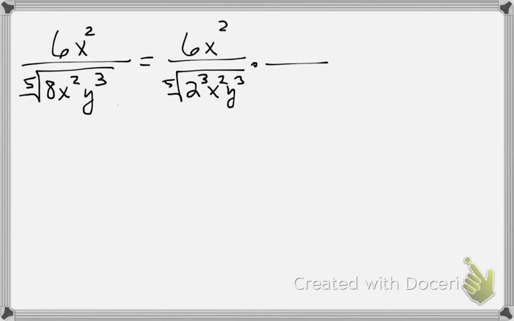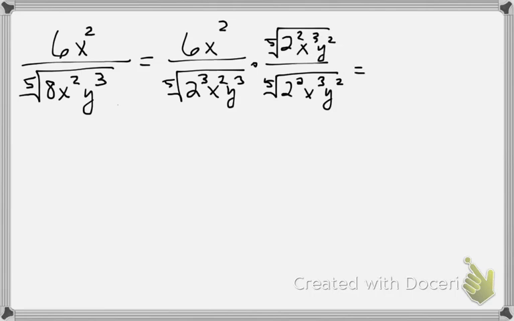Well, first off, a fifth root, right? You got to do fifth roots with fifth roots. How many more 2's do I need? 2 more. How many more x's do I need? 3 more. How many more y's do I need? 2 more. Everybody agrees. So I'm multiplying by the fifth root of 2 squared x cubed y squared.